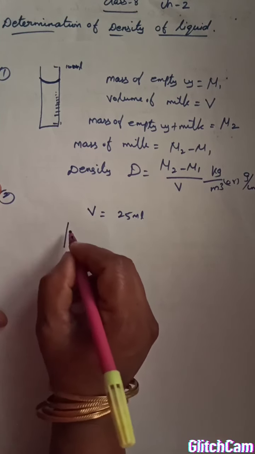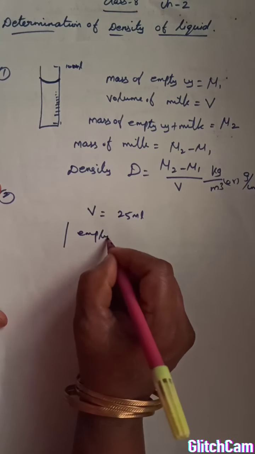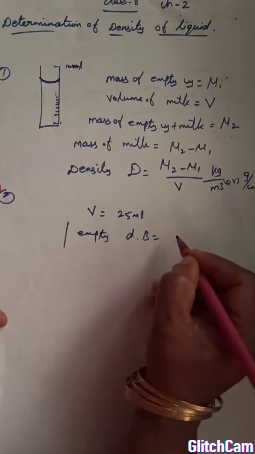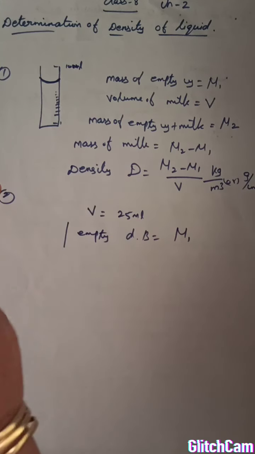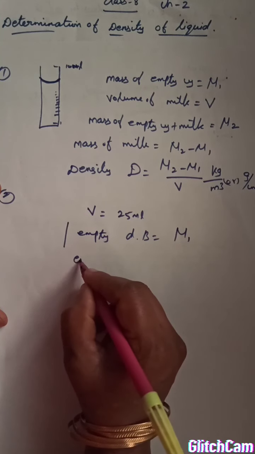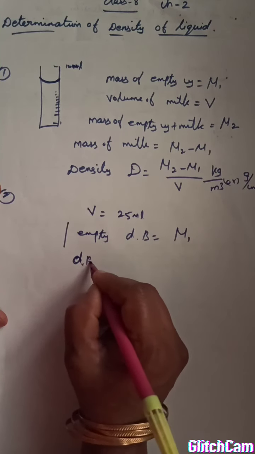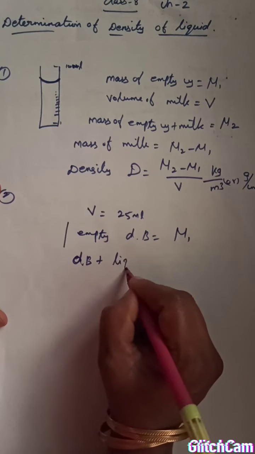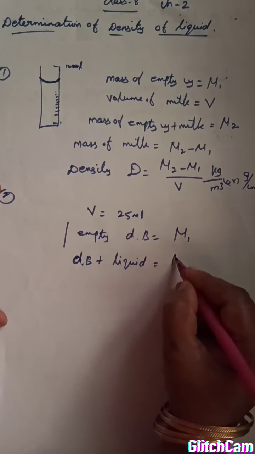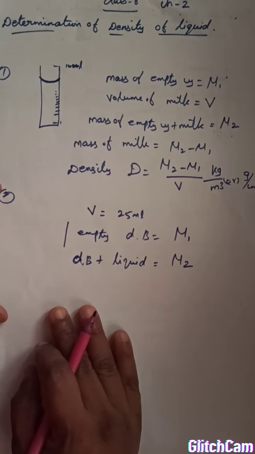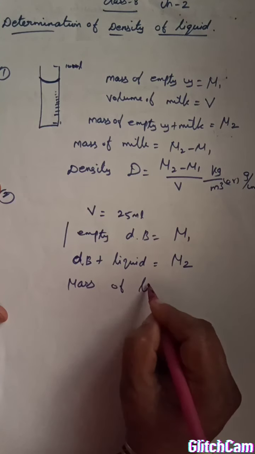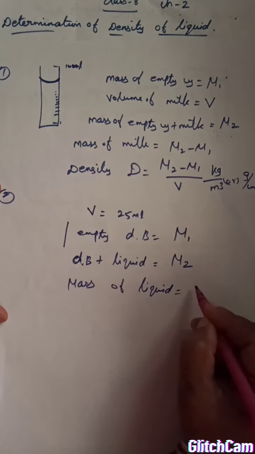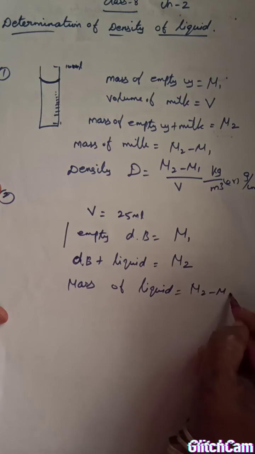Now measure the empty density bottle mass, that is M1. Then pour the water or liquid inside the density bottle and measure the density bottle plus liquid mass, that is denoted with M2. Now what is the mass of the liquid? The mass of the liquid is equal to M2 minus M1.